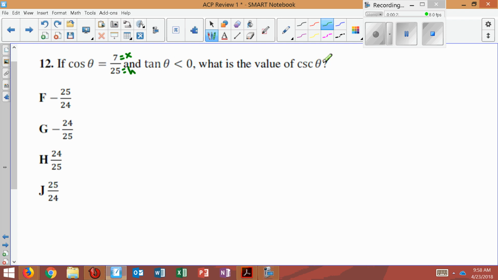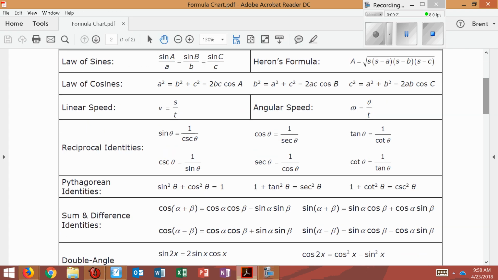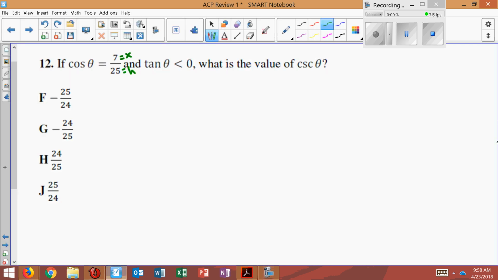What is the value of csc? Now, csc, according to the formula chart, is the reciprocal of sine. Here it is: csc theta is 1 over sine. So it's just sine values flipped around. Now, sine is y over h, which means this is going to be equal to h over y. Now, here's what we already know. We know that h is 25. What we don't know is what y is.